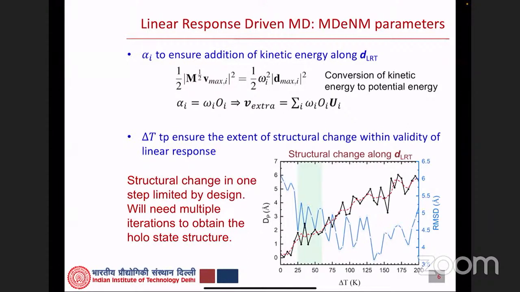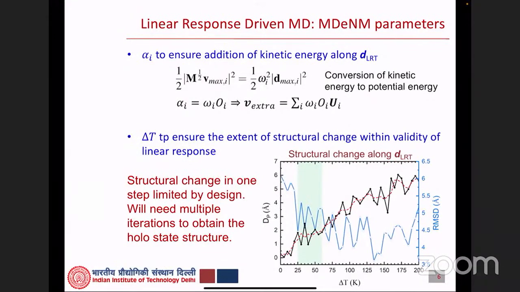Now the second parameter. I want to ensure this delta t gives me small displacements. So I will walk you through this plot. What I'm showing you is the structural change along the response direction, which we measure with this parameter dp. So dp is the actual change in the structure, projected along the response direction. I estimate this dp at various values of delta t.